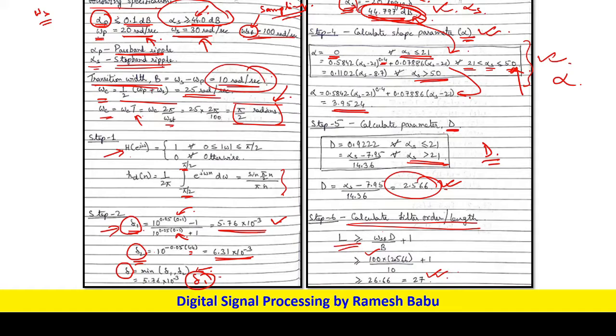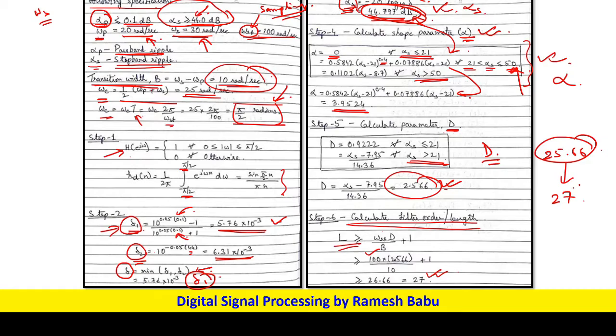So we can take that. Suppose it would have been 25.66, since it is greater than or equal, I will be considering it as 27. Length I will be considering as 27. Why? Because in our previous classes, we have seen that if the length is odd, then it is a type 1 filter, and designing the type 1 filter is quite easier. And it has no other restrictions also.